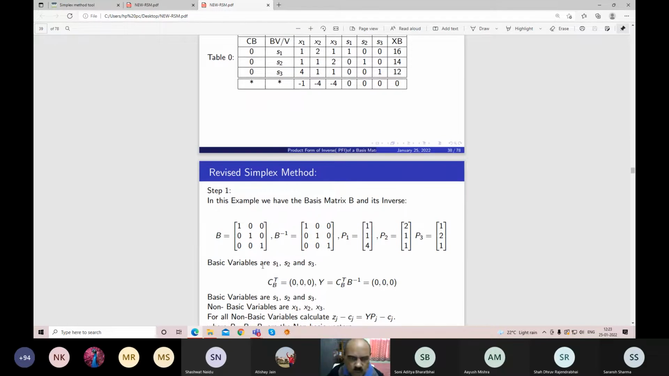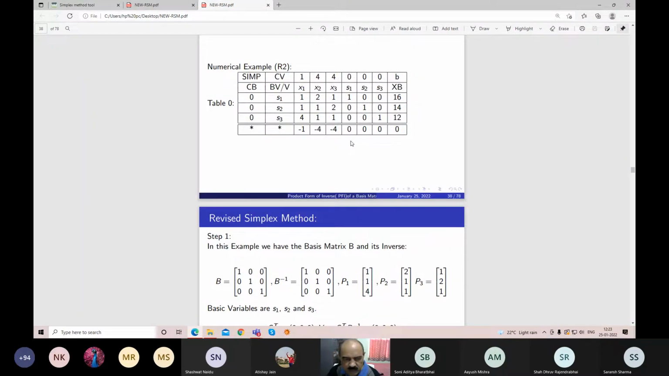Because once you are setting, actually this is Ax equal to b. Once you set the non-basic variables to 0, this A is becoming capital B. B into XB equal to b. So XB equal to B inverse into small b. Okay, that I have already told, so no question of repeating here.